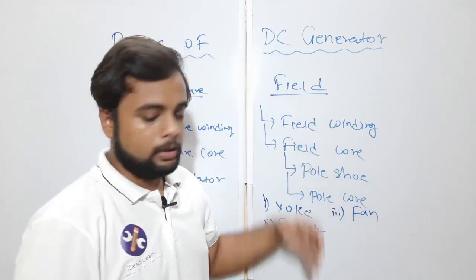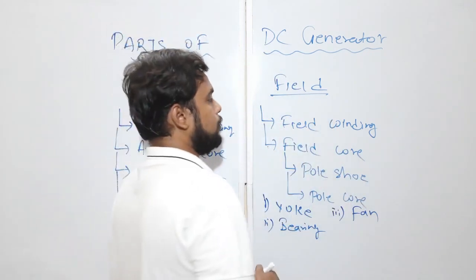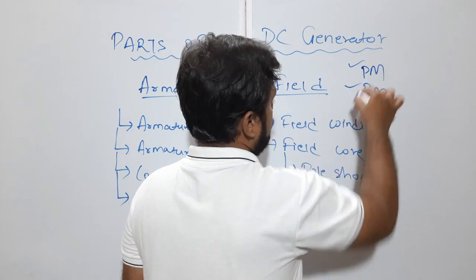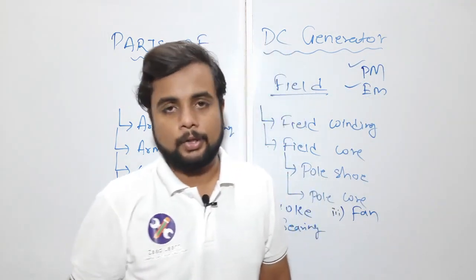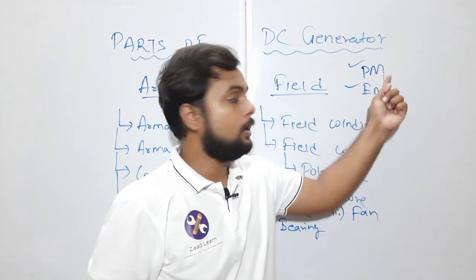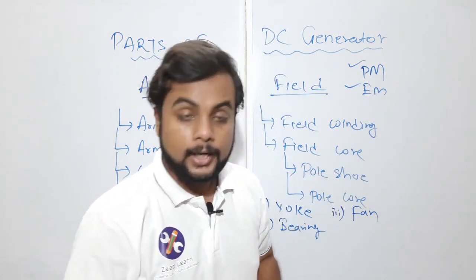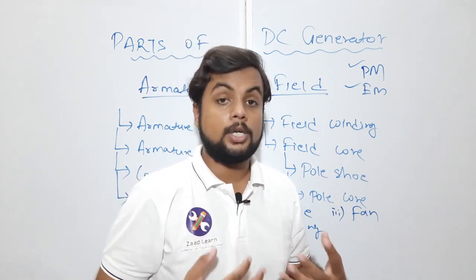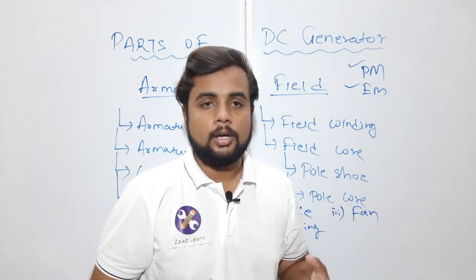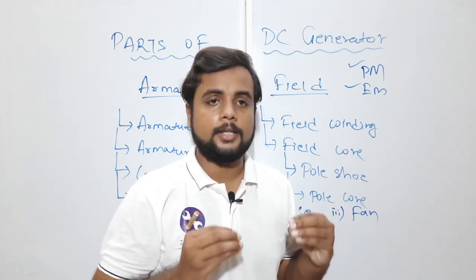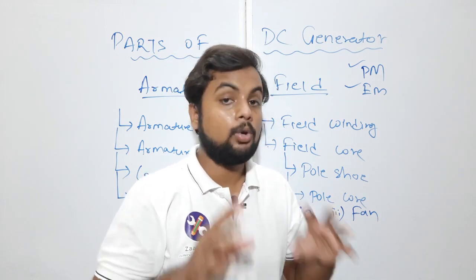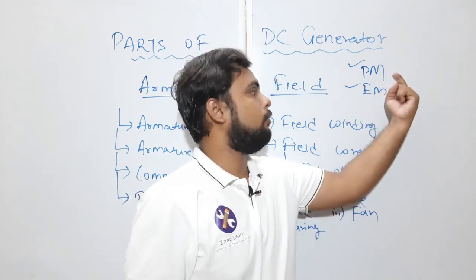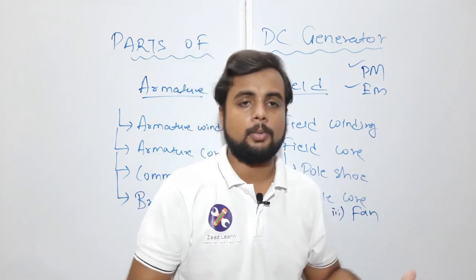Now in the case of the field, we can have two different types of field in a DC generator. We can have a permanent magnet field or an electromagnet field, PM and EM. That depends upon the size of the generator and on the manufacturer, whether they prefer a permanent magnet field or an electromagnet field. Basically, it is the magnetic field that the generator uses in order to generate EMF inside the armature. Faraday's law of electromagnetism states that whenever you rotate a conductor inside a magnetic field, the conductor will experience an EMF. So you require a magnetic field inside the machine. The field gives you the magnetic field, which can be from a permanent magnet or an electromagnet. That depends upon the size and the company.